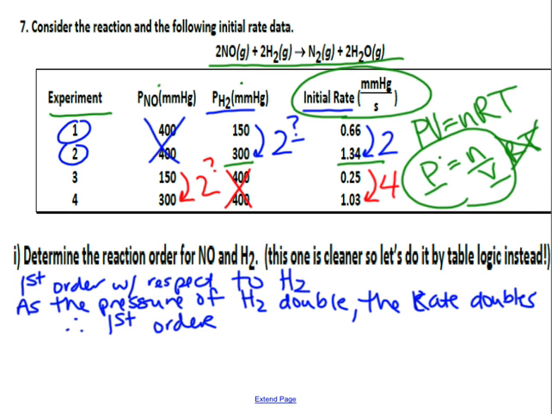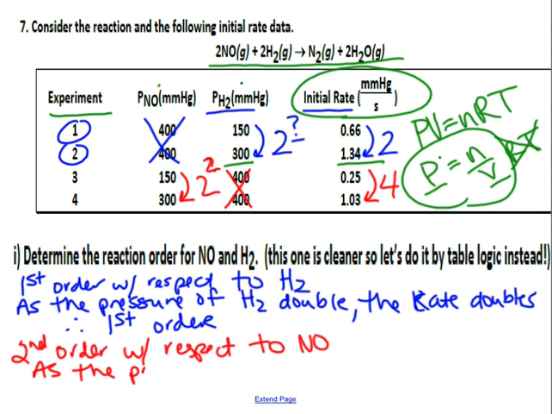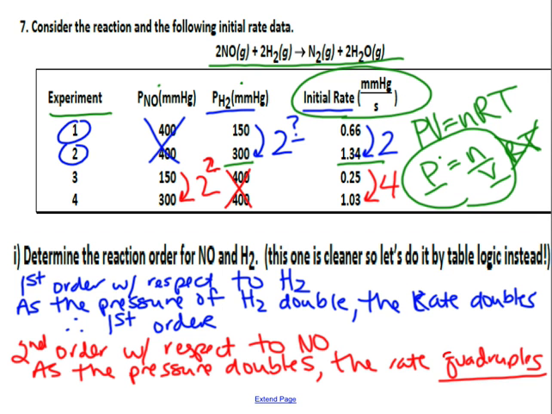See, not everything's first order. I was hoping that you wouldn't make that assumption. So as we doubled the concentration, the rate actually quadrupled. So this is second order with respect to NO, because as the pressure doubles, the rate quadruples. So what's with the zero order we talked about last class?